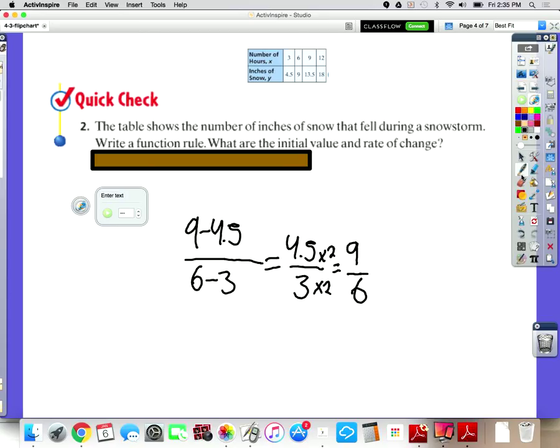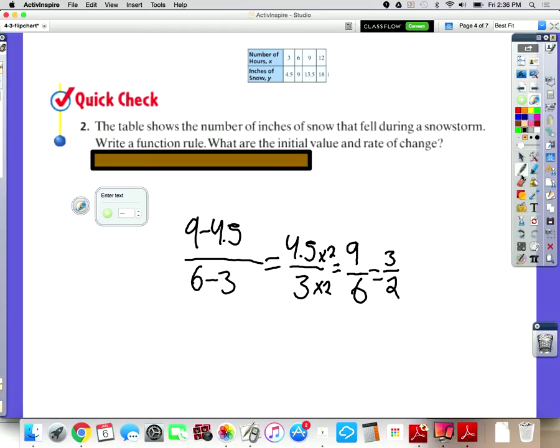That's why you guys learned equivalent fractions. So I have 9 over 6, but not 9 over 6, because I can simplify that to what? 3 over 2. Yes, 3 over 2.